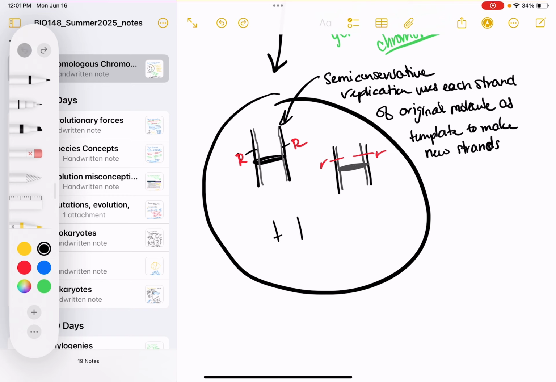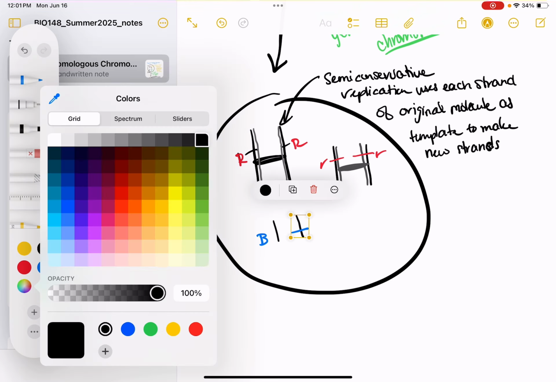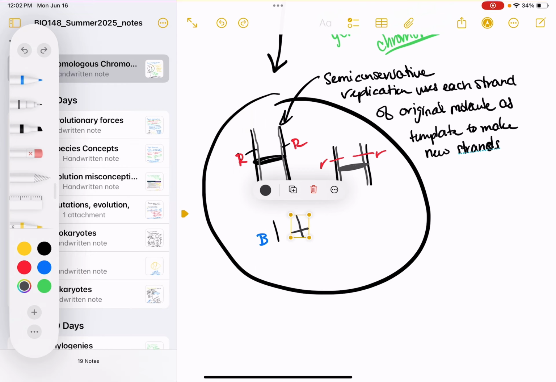Let's do it this way, actually. Just another way to show this, okay? Got that big B gene, right? The strands are going to pull apart from each other. Be used as a template to make the new ones.